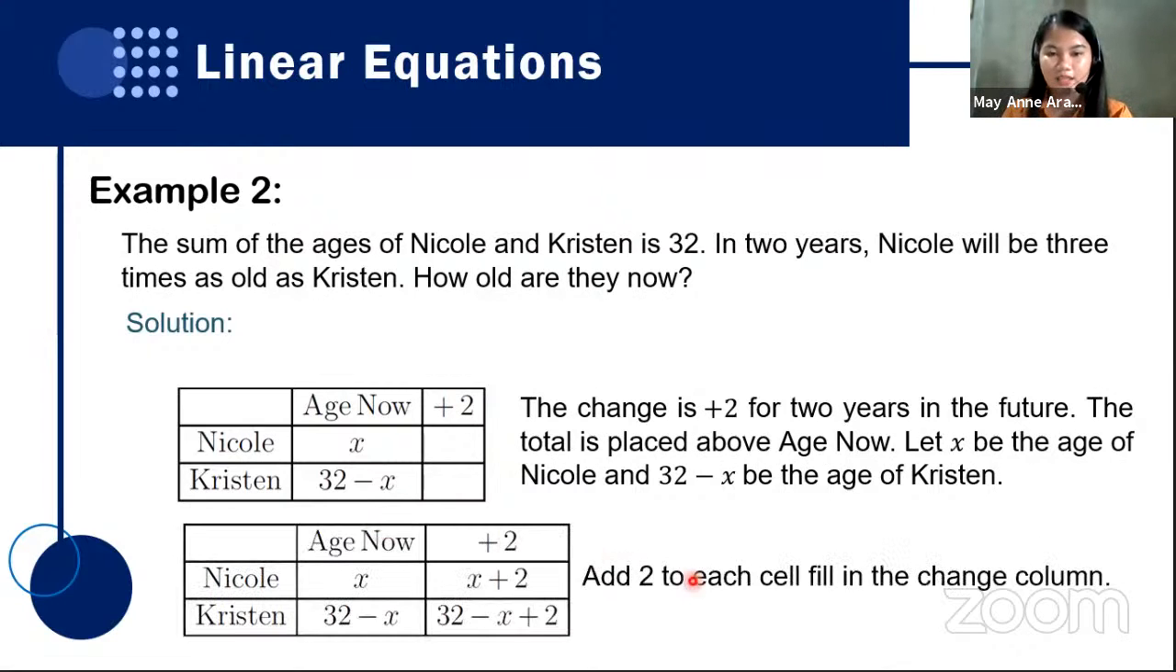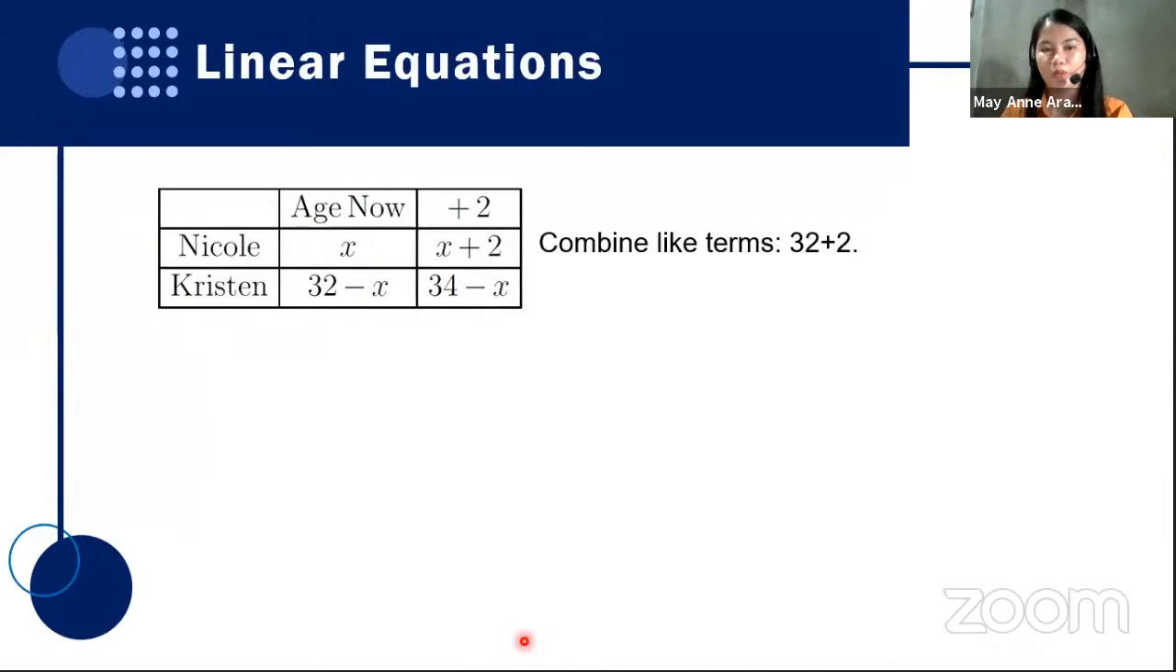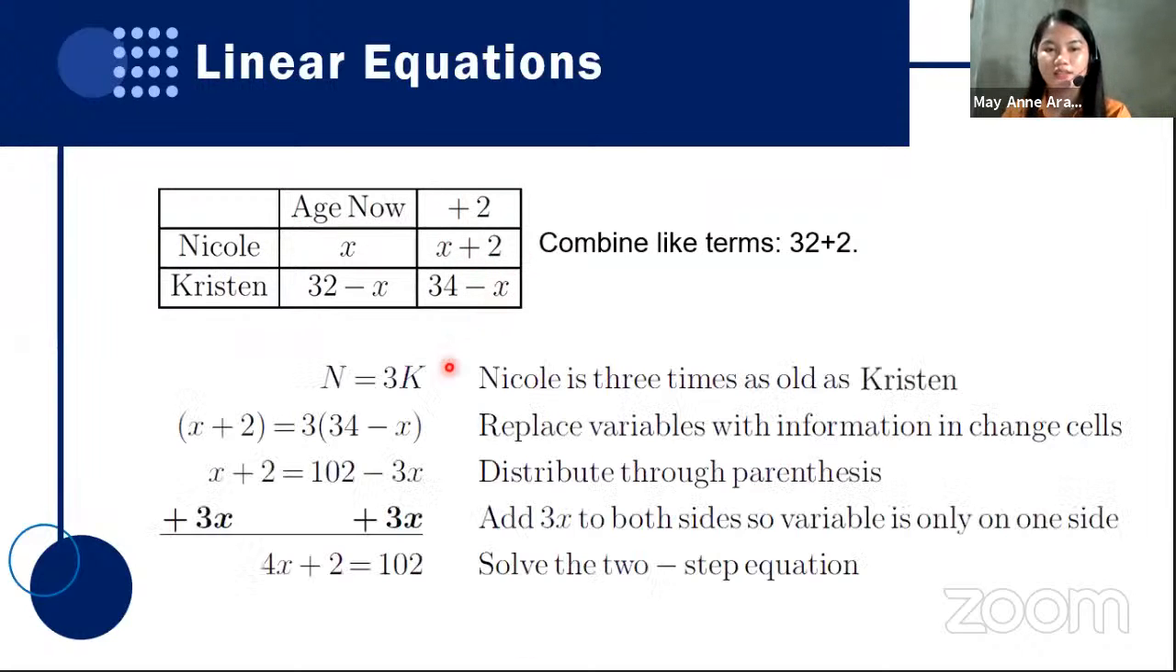Okay, then just add 2 to each age. So you have x plus 2, then 32 minus x plus 2. So that will be 34 minus x. So x plus 2 and 34 minus x.